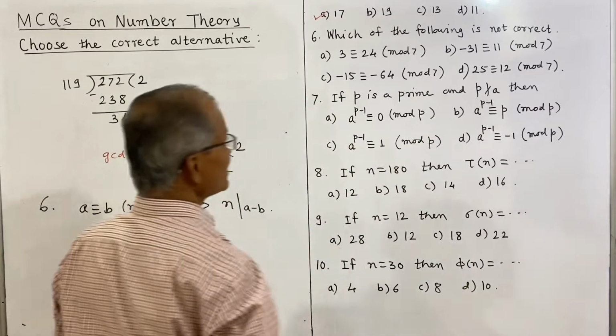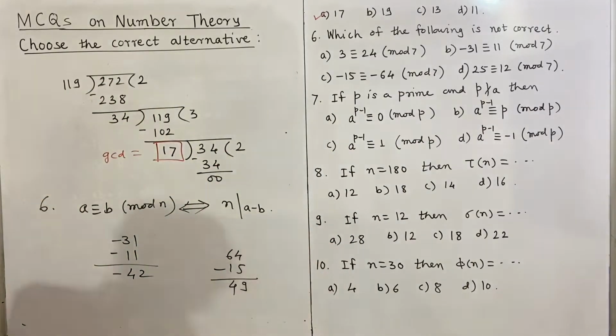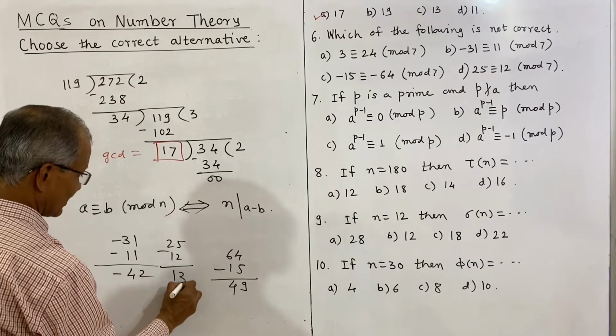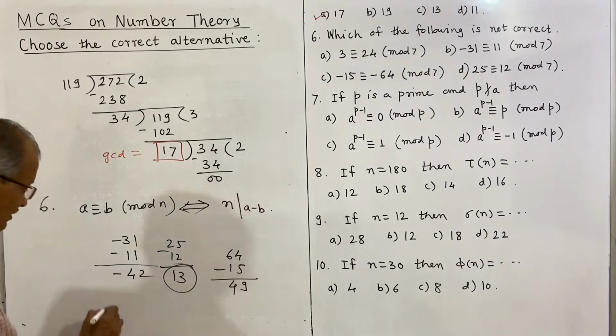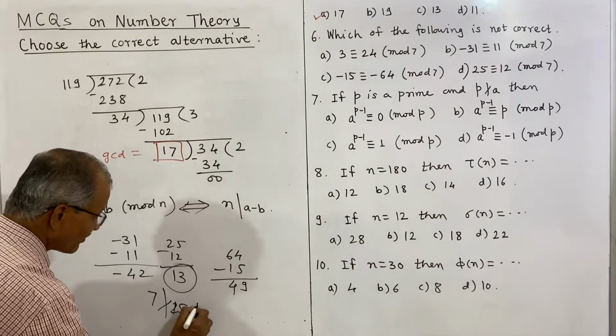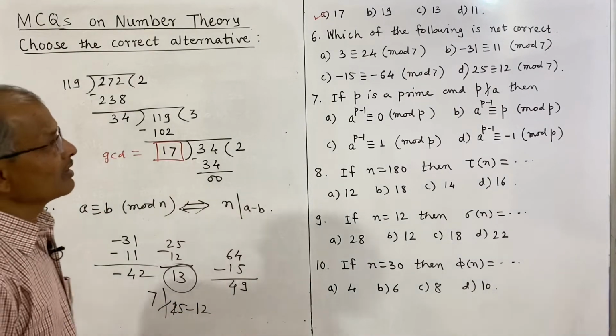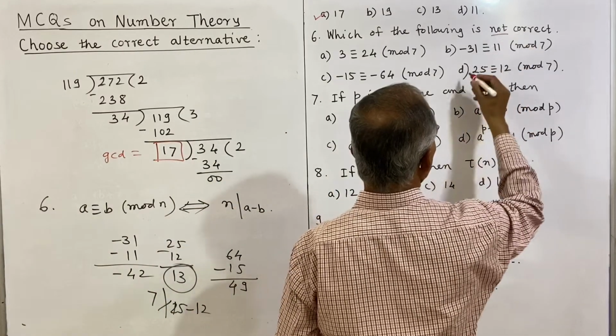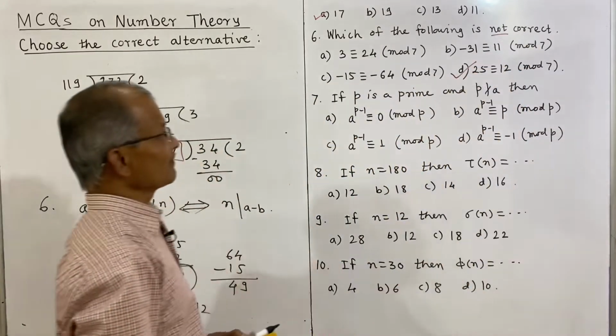What about the last? The difference of 25 and 12 is 13, and 7 does not divide 13. That means 7 does not divide the difference 25 minus 12, and therefore this is not correct. So the last one is not correct.